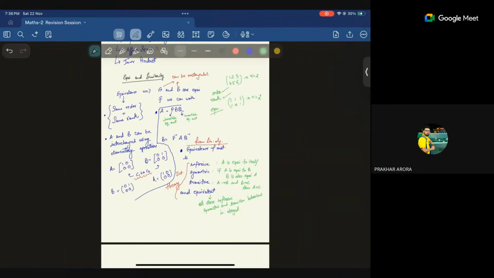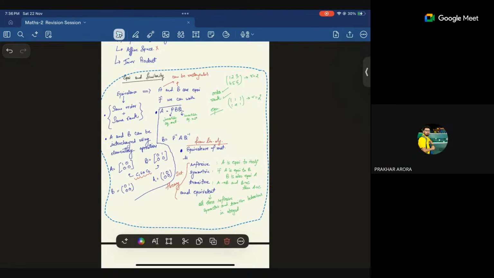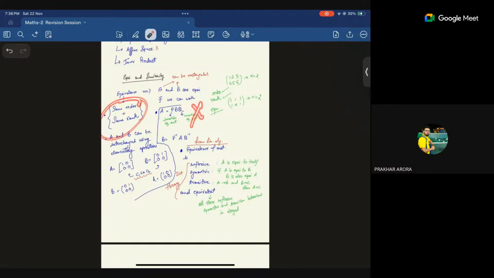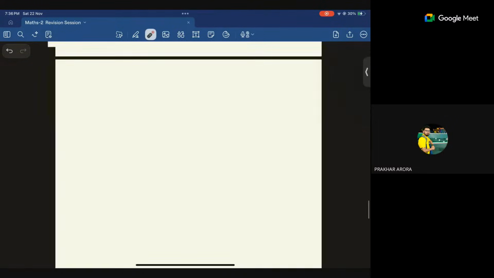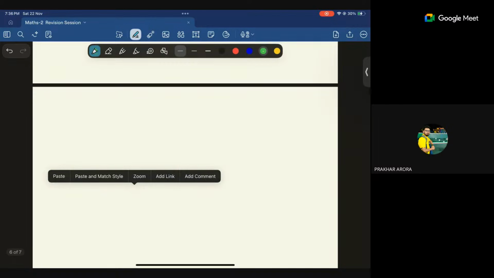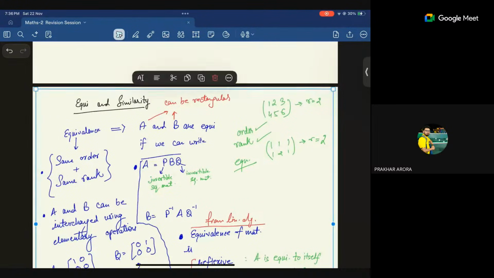Yes, so how to find that P and Q? It's not easy to find P and Q. In fact, this is the reason why whenever somebody asks us to find the equivalence, we use this way, not this way. This is not even easy for mathematicians to find. Not just students, but mathematicians also. This is difficult for everyone.